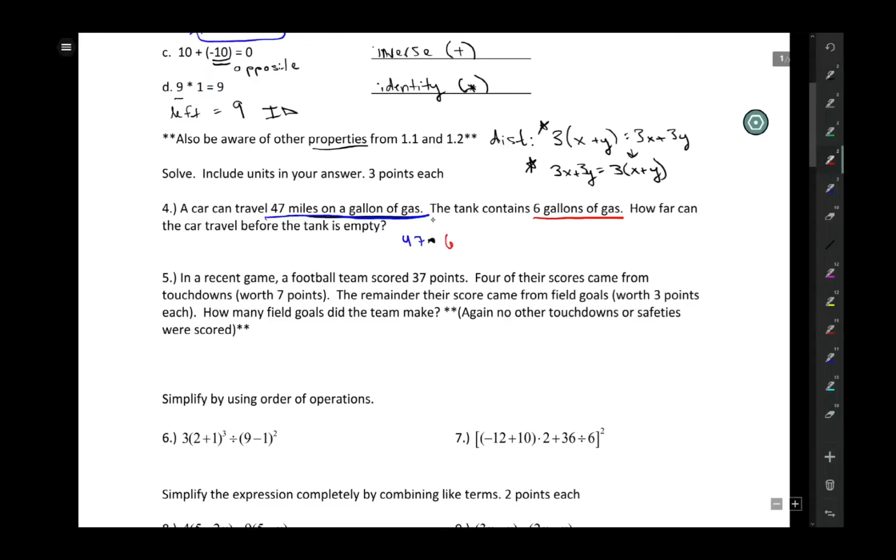Times 6, and 47 times 6, 282. Okay, miles. Make sure you have units, 282 miles.